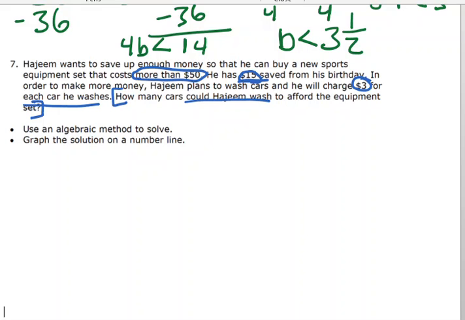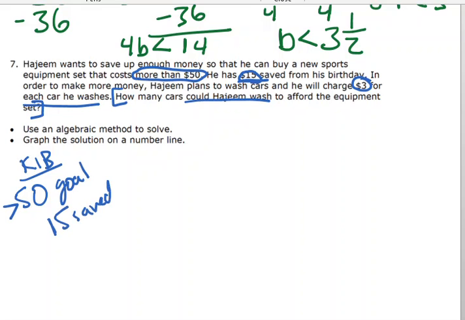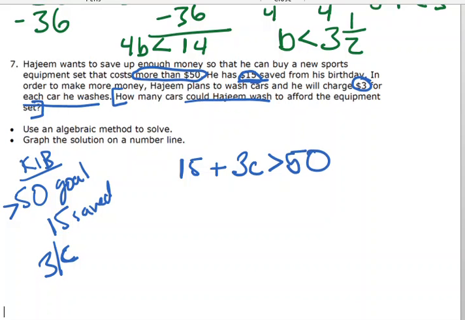Okay, so our goal here is to have this $50 set, right? And it costs, in fact, more than $50. We have 15 saved, and he is going to wash cars for $3 per car, which is very inexpensive. So I'm going to go 15 plus 3C is greater than $50. So how many cars could Hajim wash to afford the equipment?